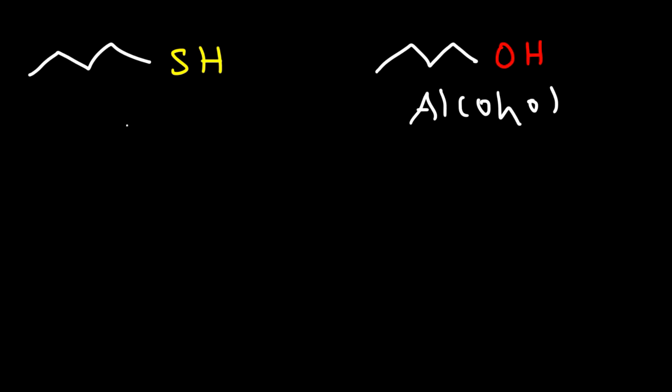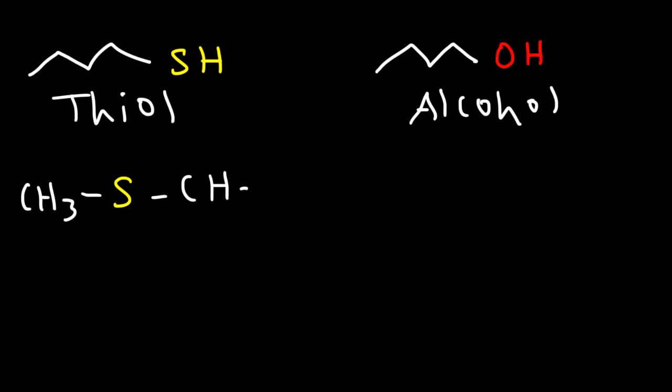Now what about this example? Let's say we have an SH group. How is it similar to an OH group? Now we know if we have an OH group, it's an alcohol. But what if we have an SH group? This is called a thiol. Anytime you see a sulfur attached to, let's say, a hydrocarbon, the word thio will be present.